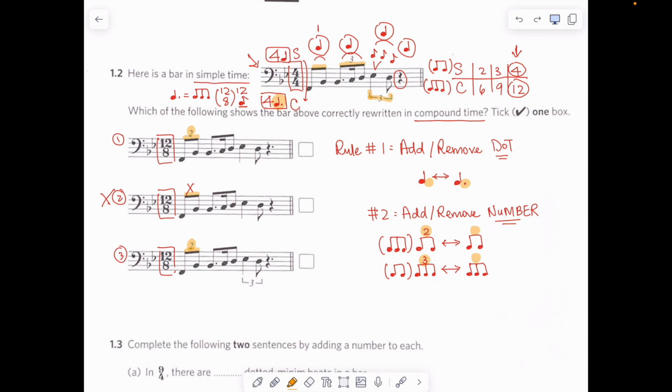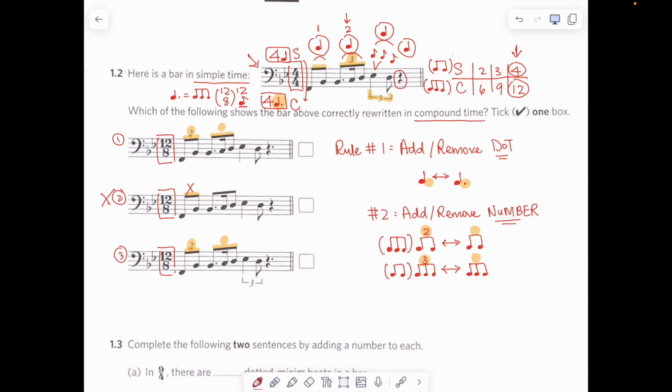So let's keep going. For beat 2 here, in the original rhythm, there is a number. So it's a triplet. So what do we do? This time, we have to remove the number. So take a look at number 1 and number 3. Well, actually, there's no number. So both of them have removed the number. So they are both correct.